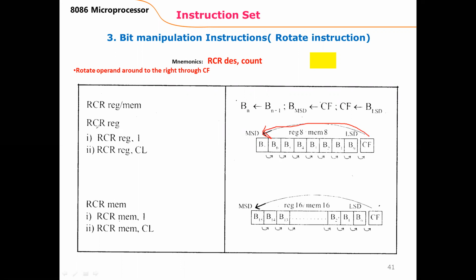In the case of RCR, this is rotate right through carry. The carry flag will be filled into B7, bit 7. Again, this format is familiar to us. Destination can be a register or memory. Here the count value can be 1 for this example, and the count value can be stored in the CL register.